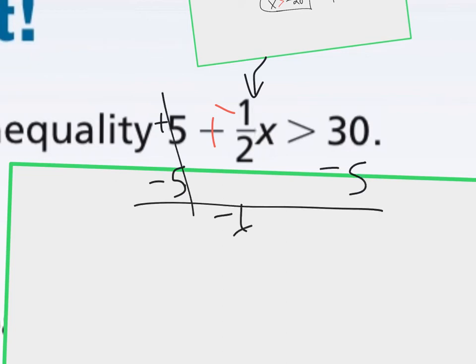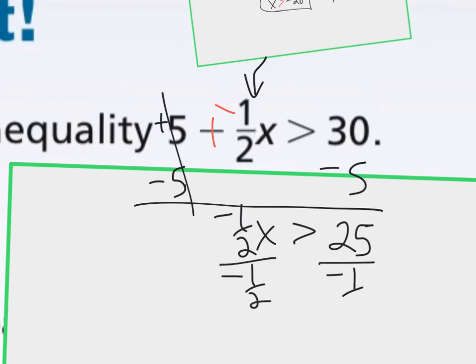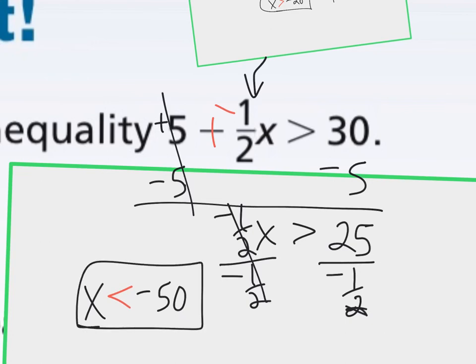So when you do that, those will cancel. And then they're multiplying, so we can divide. Once again, we're dividing by negatives, so our sign's going to switch. When you divide that out, you'll get negative 50. X is less than negative 50.